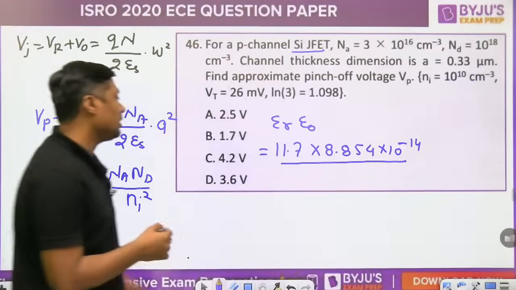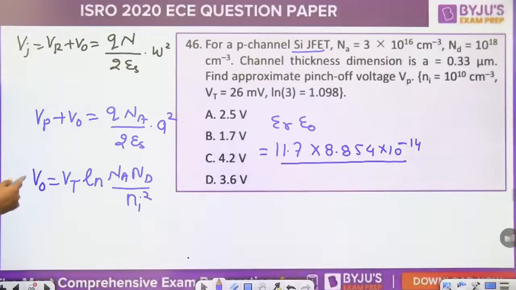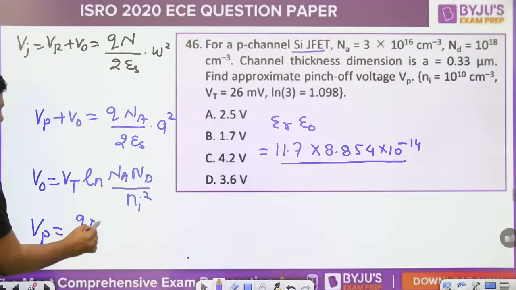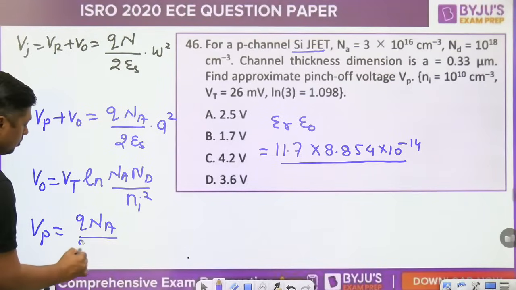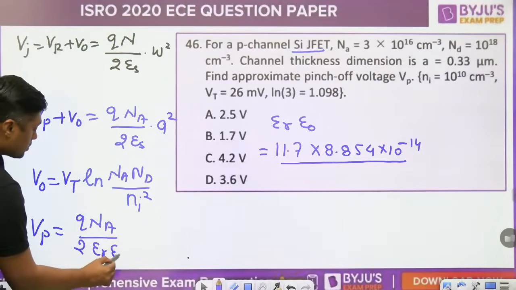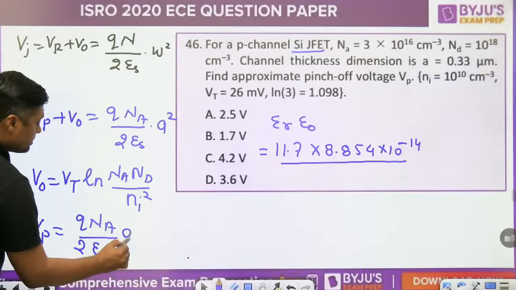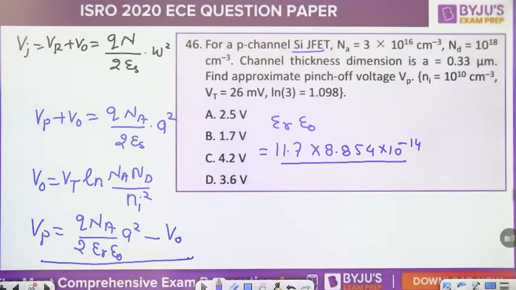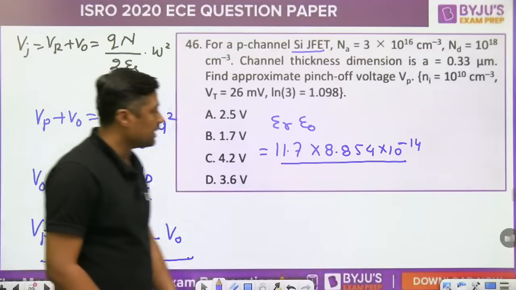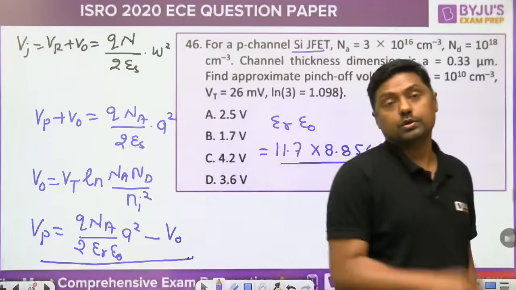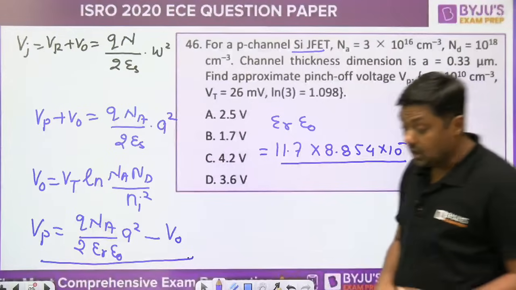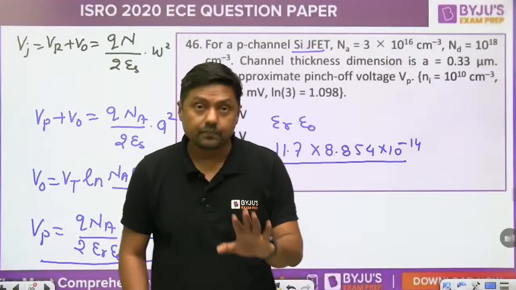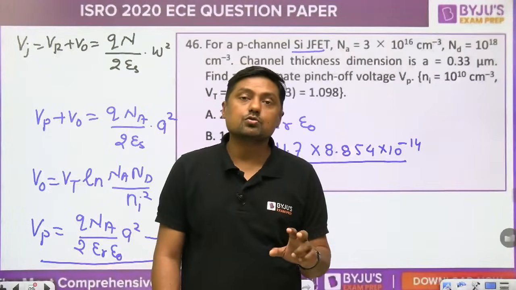Use this value for the relative permittivity of the semiconductor, and then finally you can find the value of Vp. Vp will become Qna by 2 epsilon r epsilon naught A square minus V0, the built-in potential. So you will get the answer around 1.7 volt. But last time that calculation was too high. Remember that, guys. The calculation was too high.